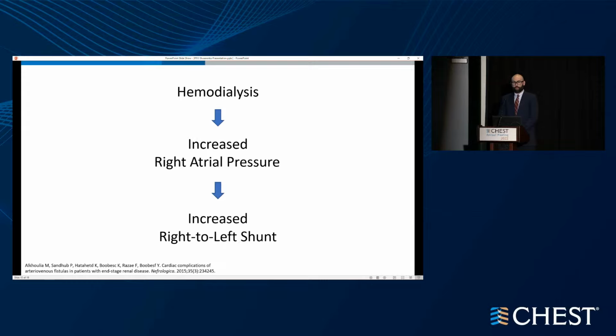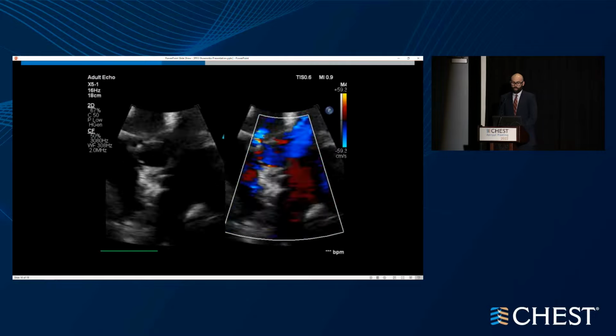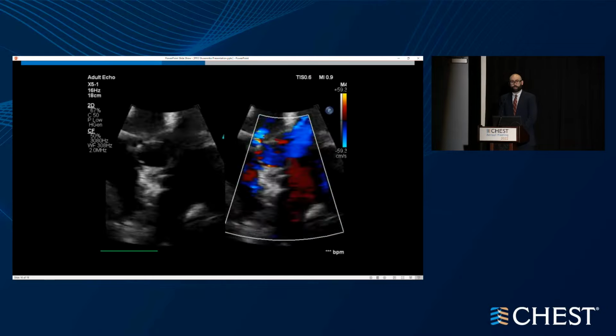The theory here is that during hemodialysis, our patient had increased right atrial pressure, which increased her right to left shunt, causing hypoxia. Her symptoms would wane pretty quickly after being taken off the circuit, and then they were reproducible multiple times during the admission. After placement of the device, a TTE showed good approximation and resolution of the bidirectional shunting.